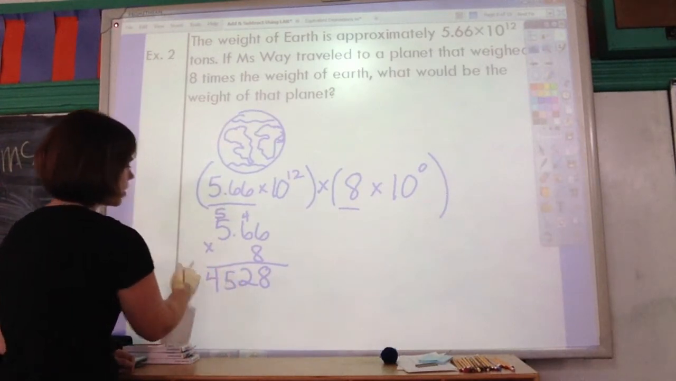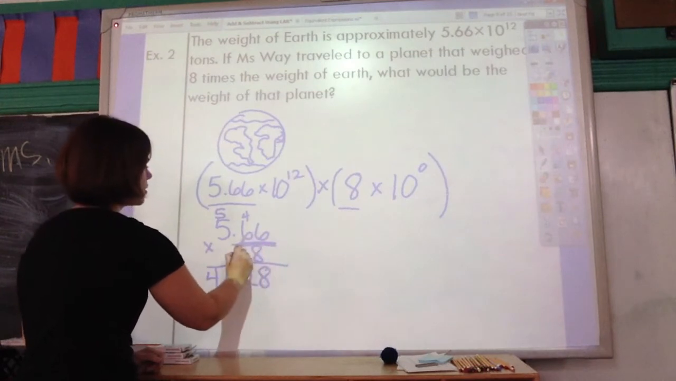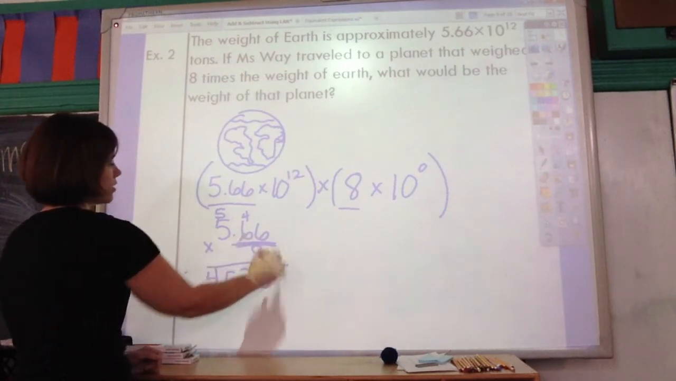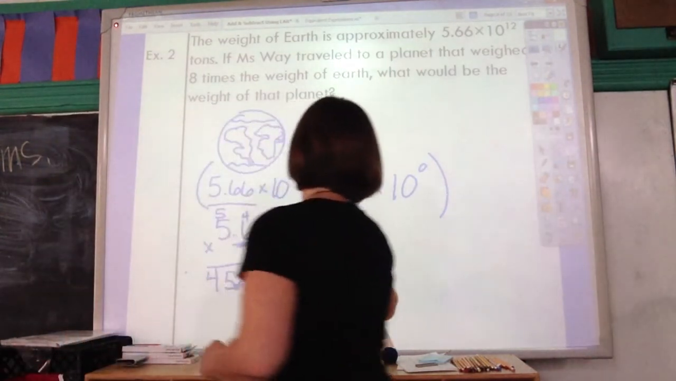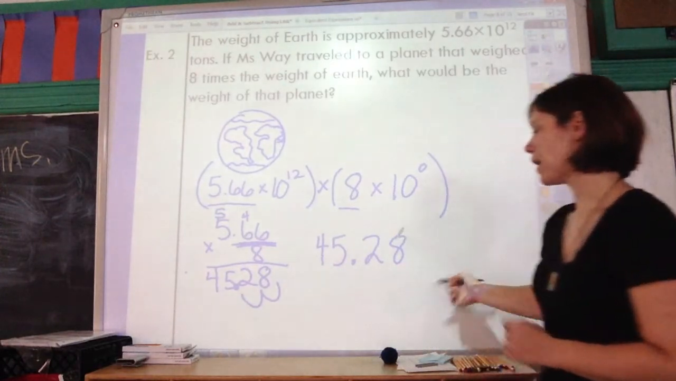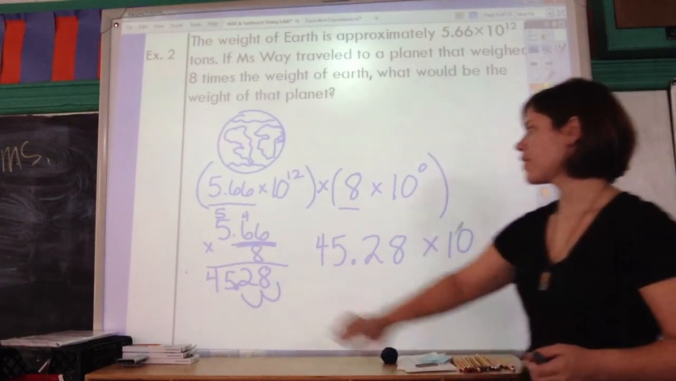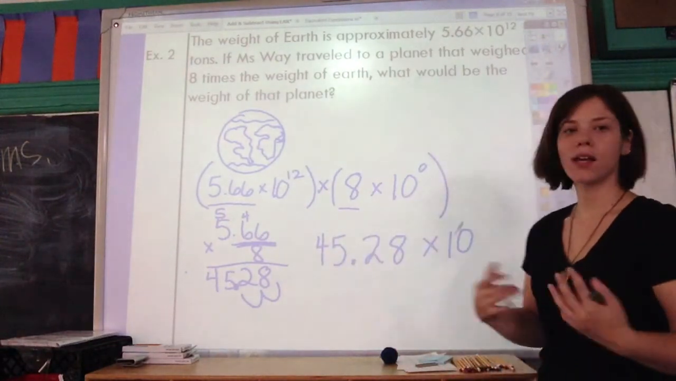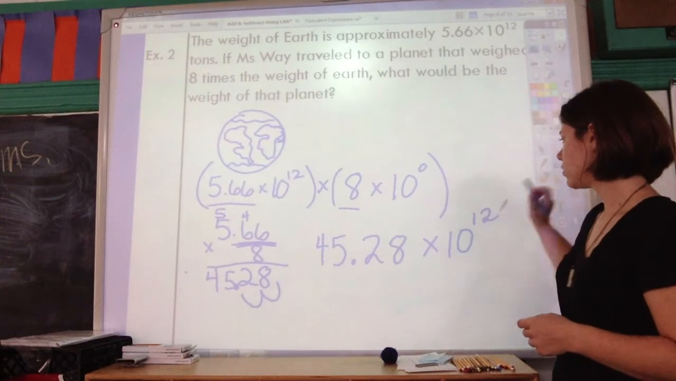I ignored my decimal up till this point, but now I need to bring it in 2 times because I have 2 numbers to the right of the decimal. So I have 45.28 as my new coefficient. I want my answer in scientific notation, so I rewrite it times 10. And then when I multiply with a common base, I add my exponents. 12 plus 0 is 12. So there we go.